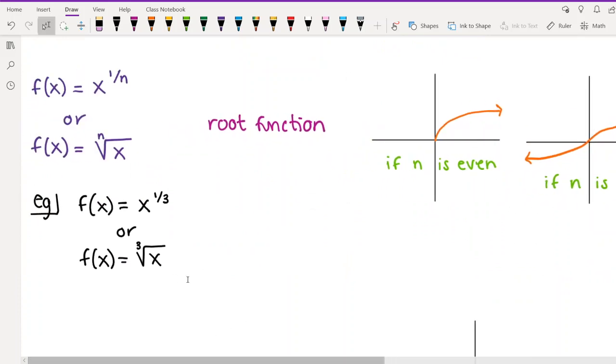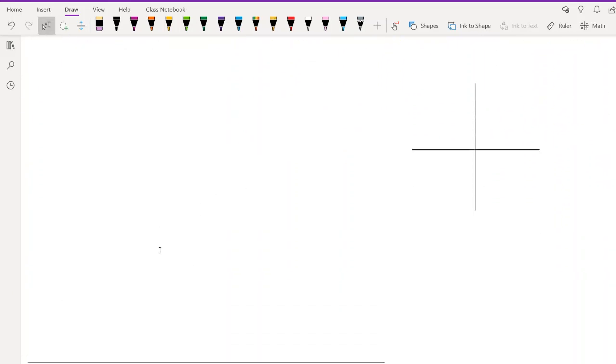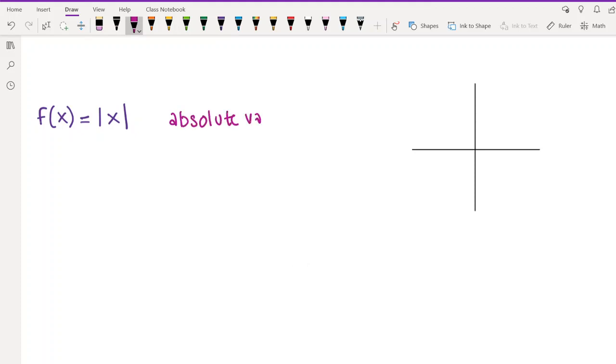Okay, so let's look at one last type of function. So this one's in some ways less important than the other ones, but also good to know. So that is the absolute value of x. Okay, so what does the absolute value graph look like? Well, it basically has a V-type shape.